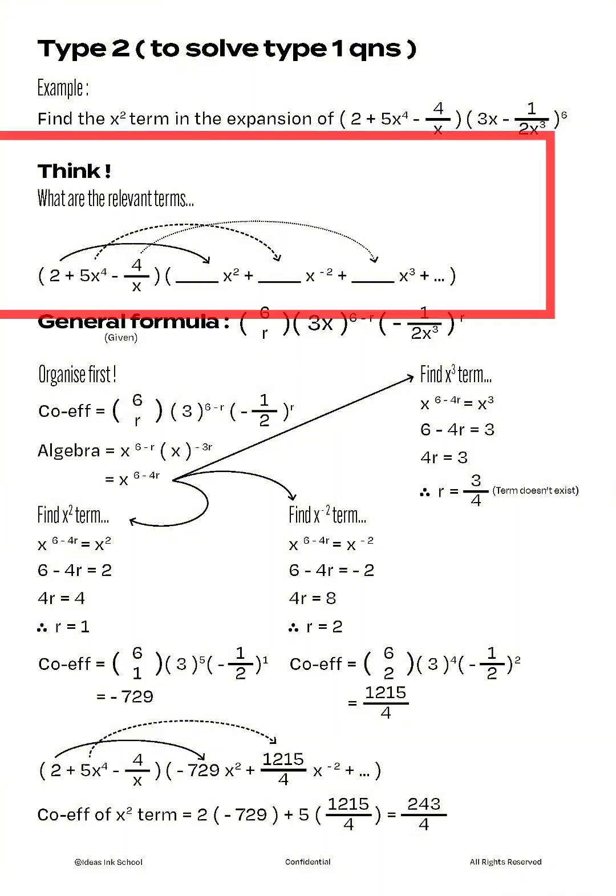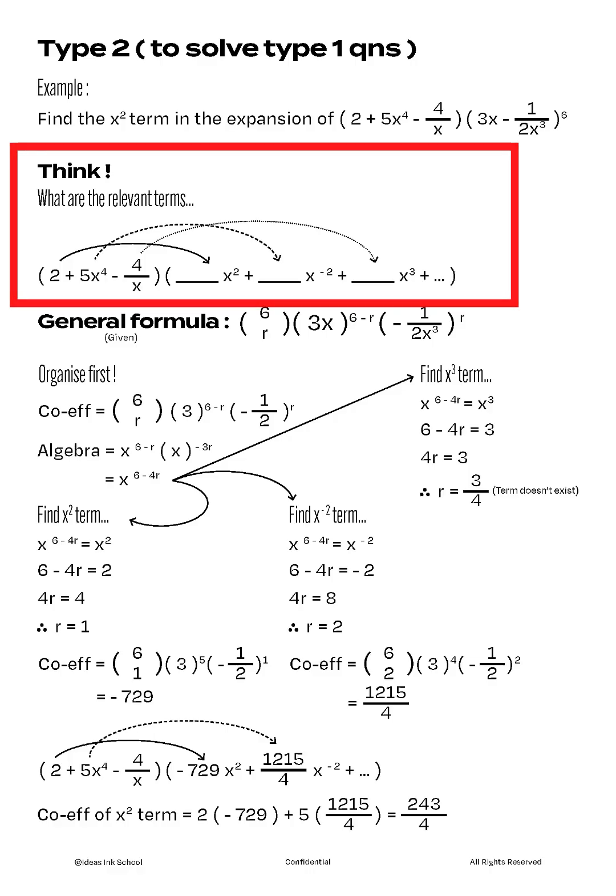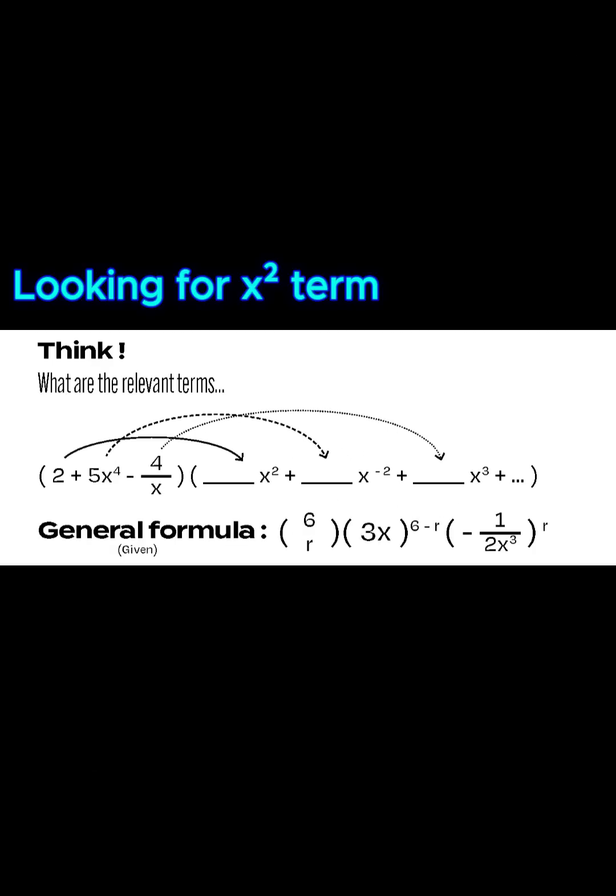Okay, so how do we start? We start by thinking out loud. If you want to find the x squared term, which binomial expansion term is required? We are going to use the left bracket as a hint. In the left bracket, we have 2 plus 5x to the power 4 minus 4 over x. So which multiplication with these three terms can get us the x squared term overall?